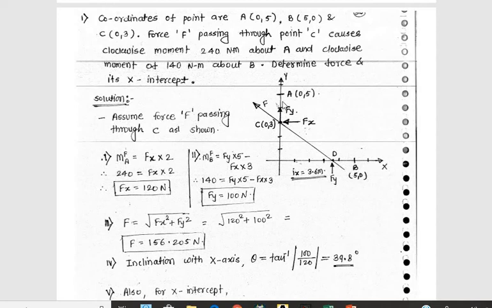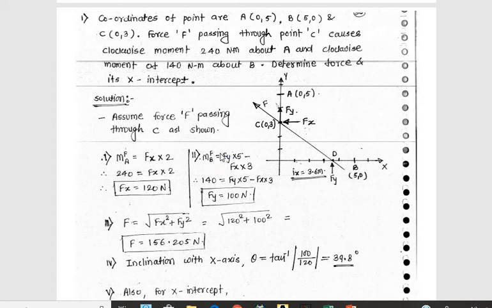Okay, now Fy is passing through point A, so its Fy moment is 0. Now what about Fx into 2. See, this is Fx, this is 3, this is 5, so this is 2, so it is Fx into 2. This force is 240, therefore Fx is equal to 120 Newton.